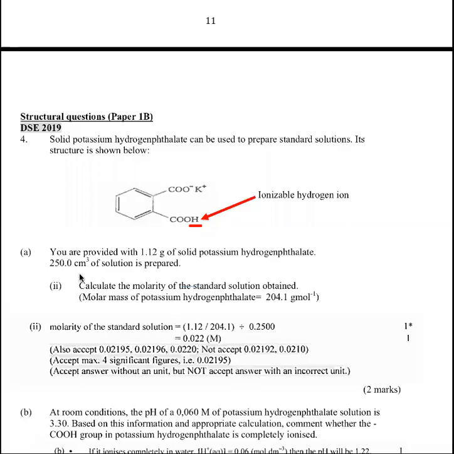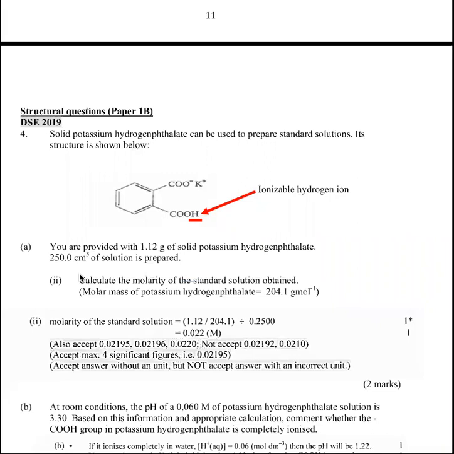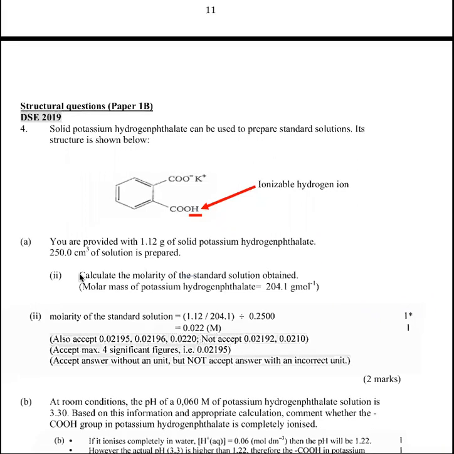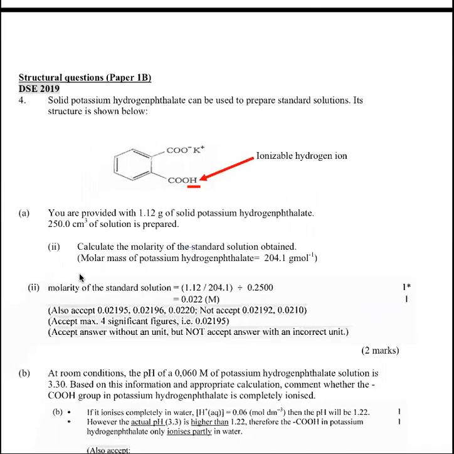Okay, now let's move on to the structural questions here. For the first one, the first question asks you to calculate the molarity. This one is pretty straightforward. You get the mass, then you will be able to work out the number of moles, because the molar mass is given. So the first step, you work out the number of moles and then divide by its volume.